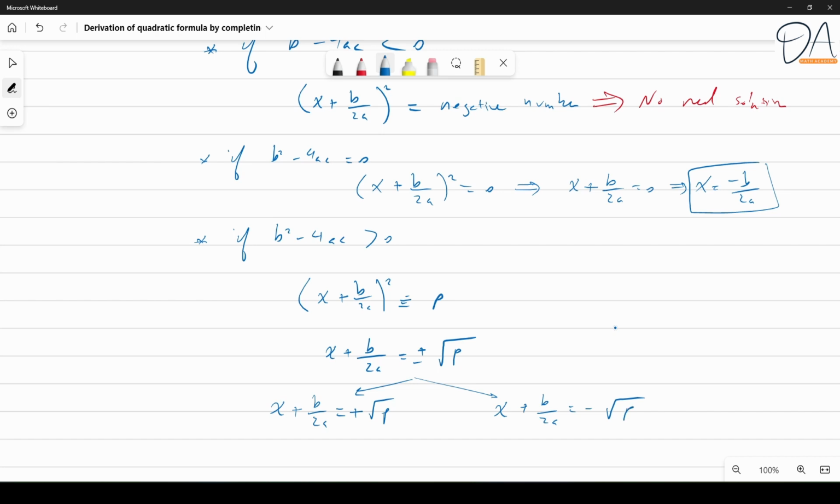So this was a simple explanation of why the discriminant determines the number of roots. By the way, there is another video on the channel proving the quadratic formula using another method called the Gaussian method. So if you are interested in seeing this alternative proof, you can check the channel for that video.